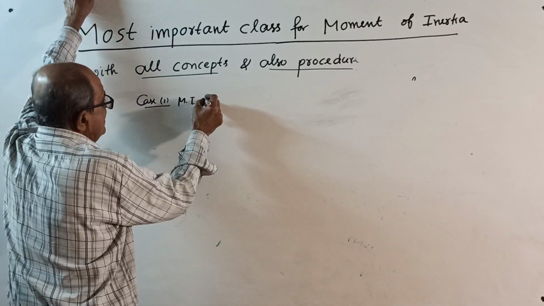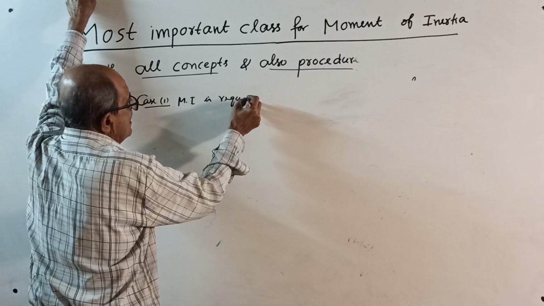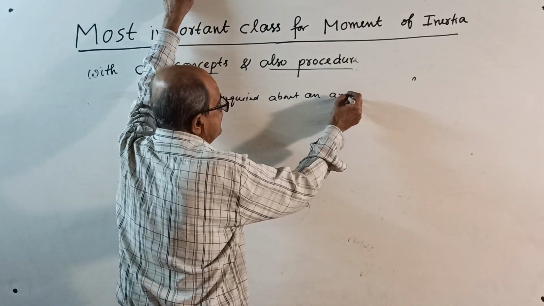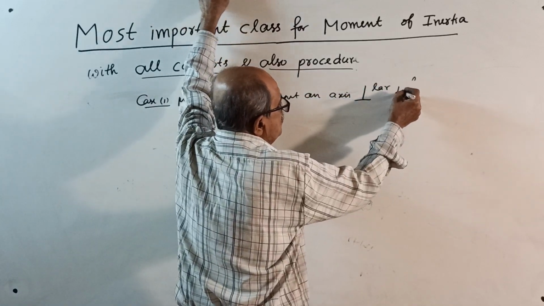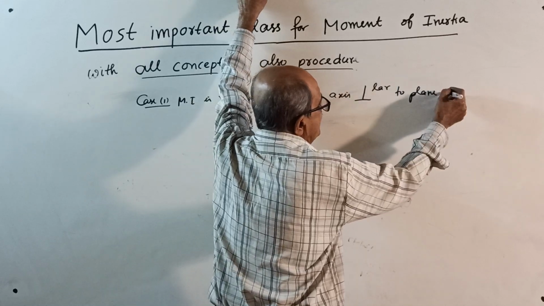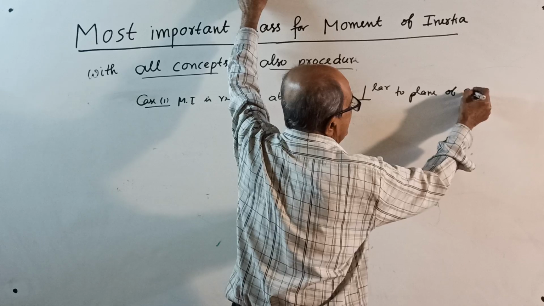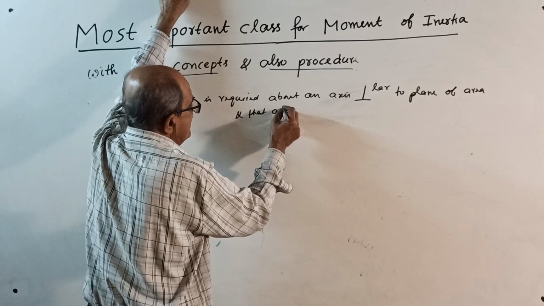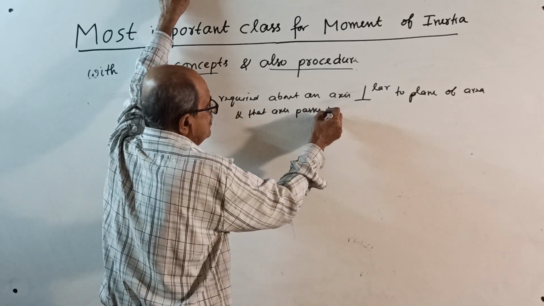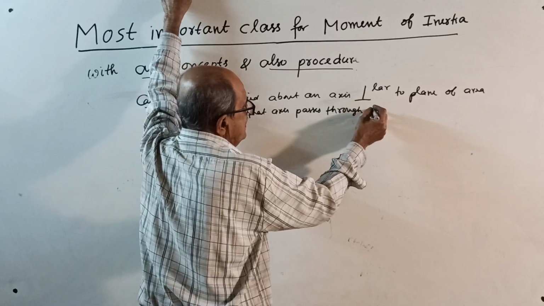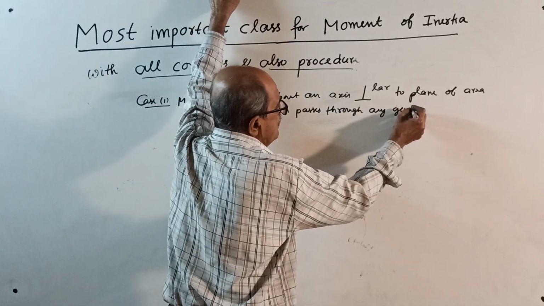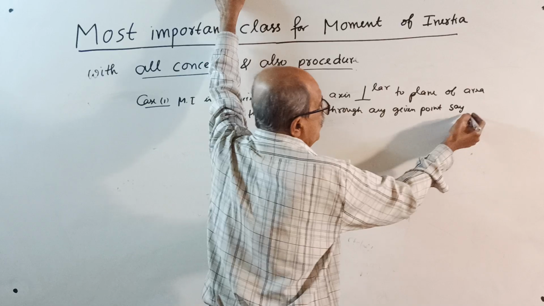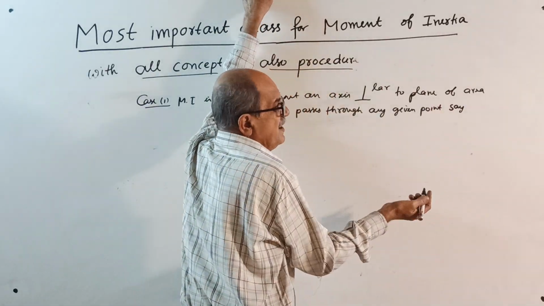Moment of inertia is required about an axis perpendicular to plane of area, and that axis passes through any given point, say some name required, anything, say any given point, say O.